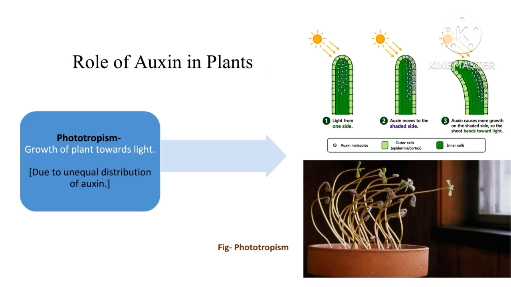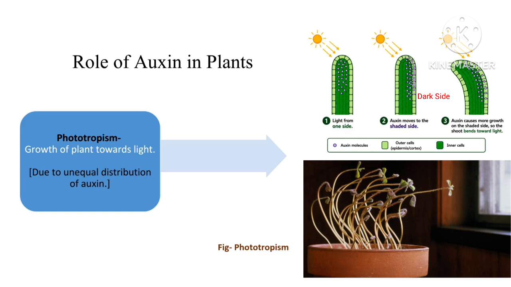First one is phototropism. In this picture, you can see that the plant body is bending towards the light. This type of movement is called phototropism. But why is this happening? Due to unequal distribution of auxin. So, when light falls from one side of the plant body, the auxin molecules are transported to the darker side.